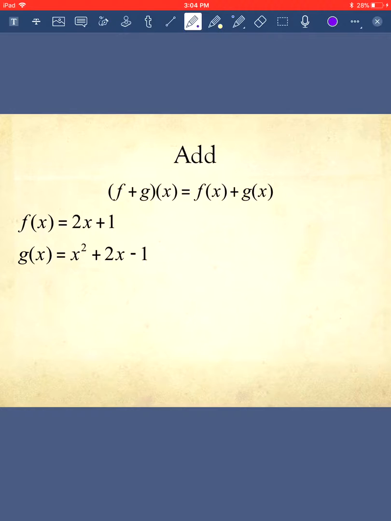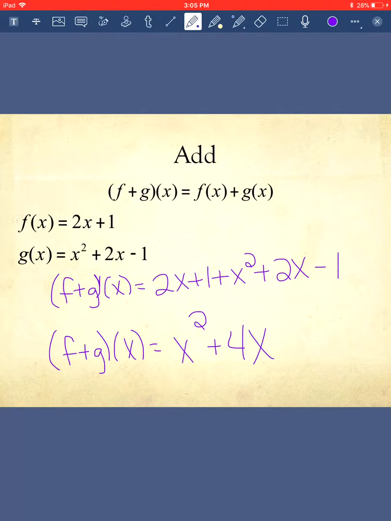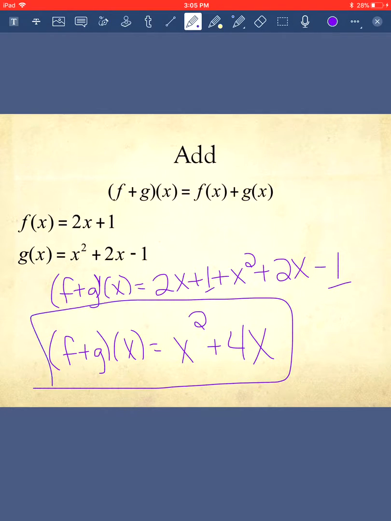So here, if f of x is 2x plus 1, and g of x is x squared plus 2x minus 1, you can make it 1 by adding them together. So f plus g of x equals 2x plus 1 plus x squared plus 2x minus 1, and then we just combine like terms. So we get f plus g of x equals x squared plus 4x, and that's it, because positive 1 and negative 1 cancel each other out. So f plus g of x equals x squared plus 4x.